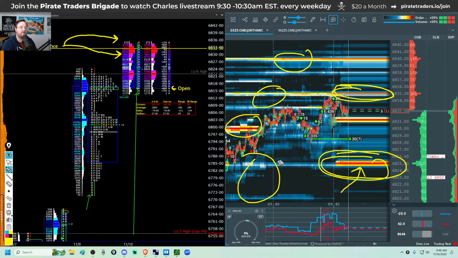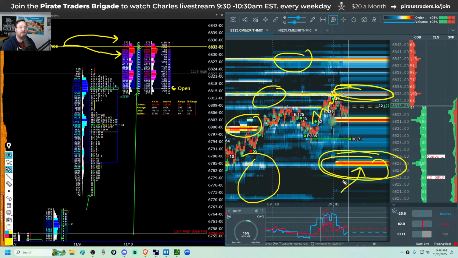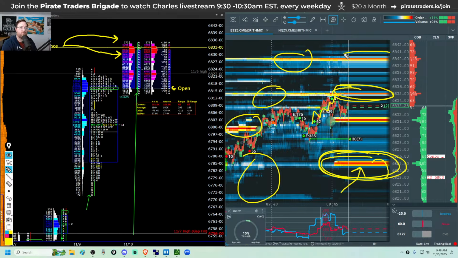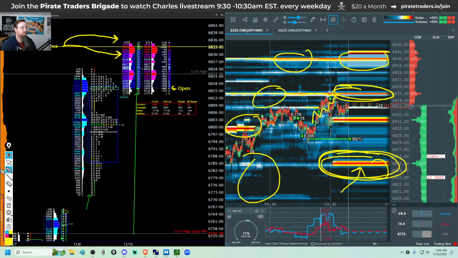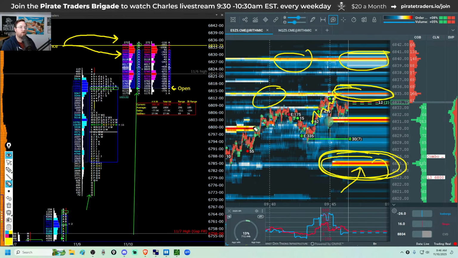Those high frequency bots have felt like, okay, maybe we've got everyone long up here. Now it's time to reverse. So we got the new liquidity below. Now we're looking for these nodes right here at 68.40 and 68.35 to vanish instantly. And then watch the market reverse.